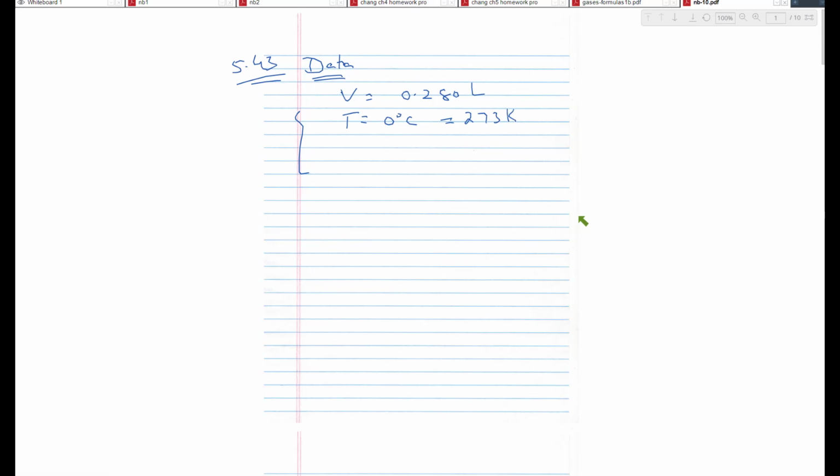Okay. And the pressure is 1 atmosphere. And they're saying that it weighs 0.400 gram. So mass, W is equal to 0.400 gram. And what they are asking is molar mass. Molar mass of gas. I'm putting M. How can I do this, do you know?